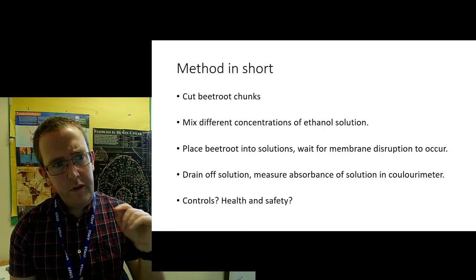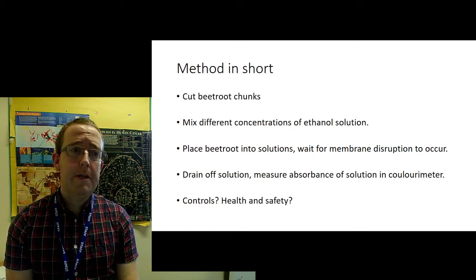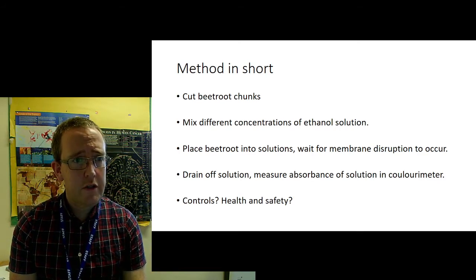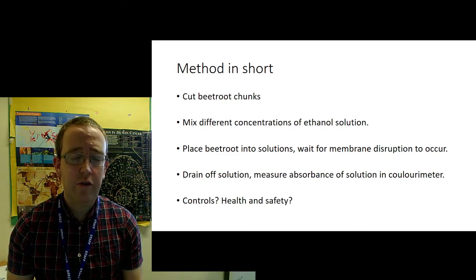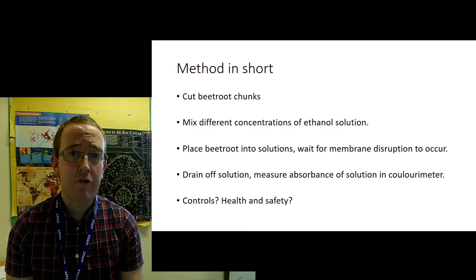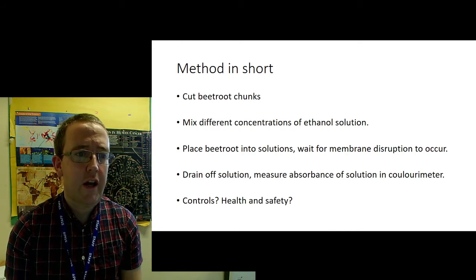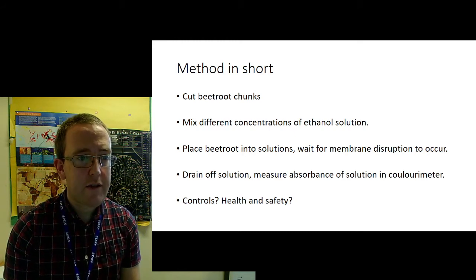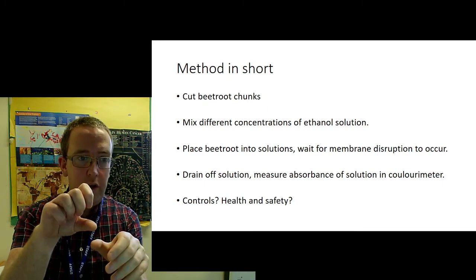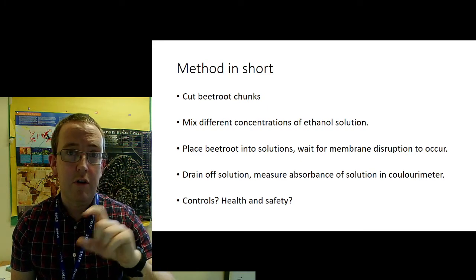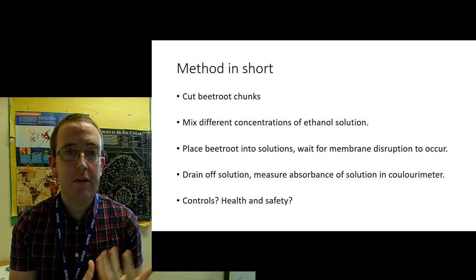So, in short, the method looks like this. You cut your beetroot up into chunks, you mix the different concentrations of ethanol solution together, you place the beetroot into the solutions and you wait for the membrane disruption to occur. Then you drain off the solution, keep that solution, drain it off into a cuvette, and measure the absorbance of the solution in the colorimeter, and that gives you your results.